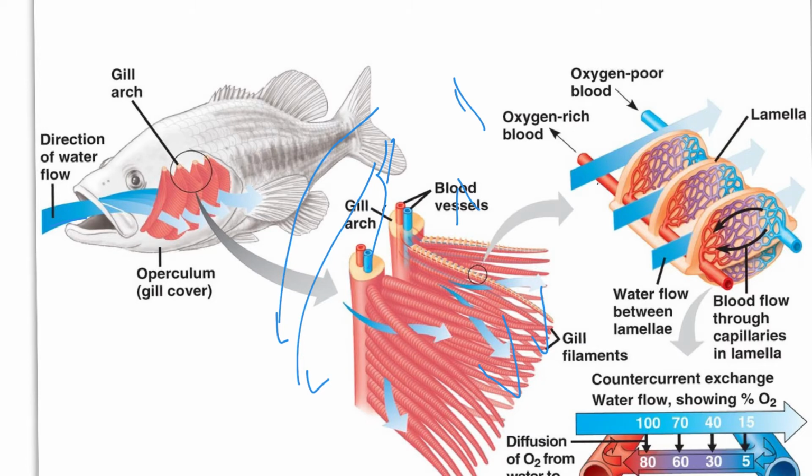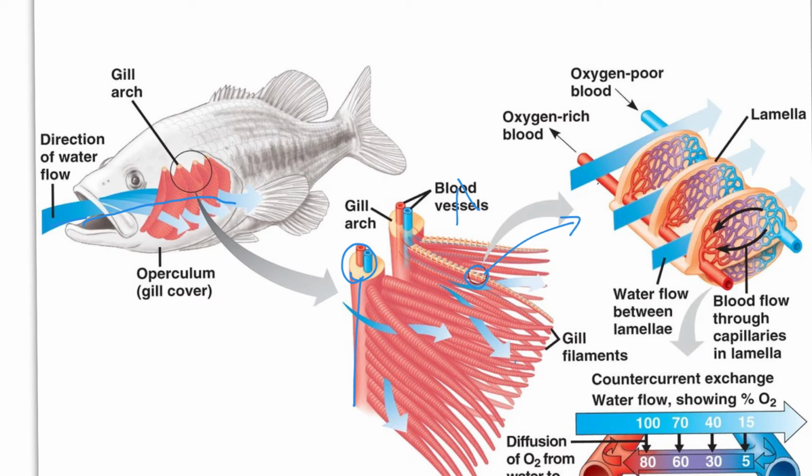So the water flows through the fish's mouth and then out of the operculum, and as it does so, it goes across the fish gills. So let's have a look at the fish gills in a little bit more detail. Here we can see the fish gills have the gill arch at the back, which supplies the gills with blood vessels. And if we were to look at the gills themselves in more detail, we would see that we have capillaries running into the gill arches, which are oxygen poor.